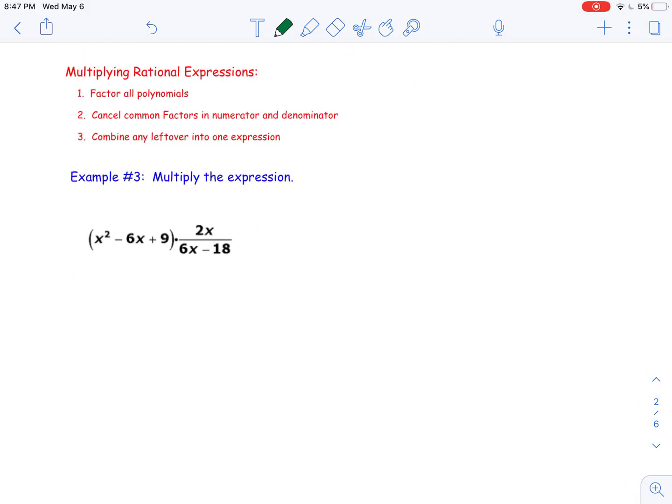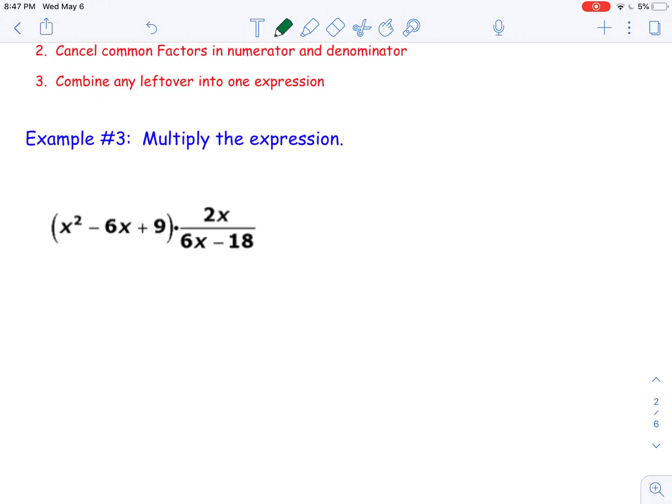Let's do one more here. We're multiplying. We need to factor, and then we need to cancel anything that can cancel, and then look at what we have left over. So I am going to factor first.